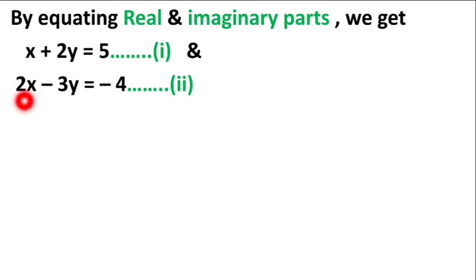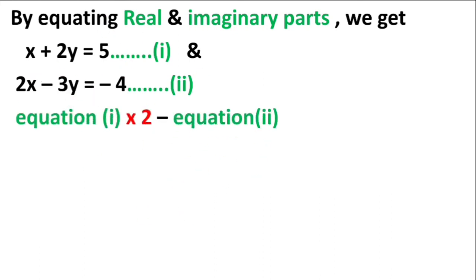Here 2x, here also 2x. But both terms have the same sign, so subtract 1 from the second, or subtract the second from 1, and you will get the value of y. So here we multiply equation 1 by 2 and subtract equation second. You can write it this way, or first multiply equation 1 by 2 and subtract the second from the first. Better, write this in simple language.